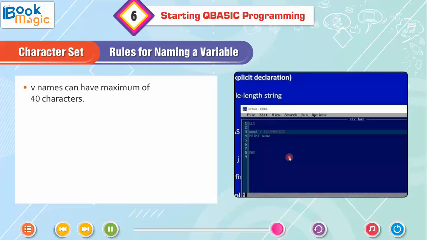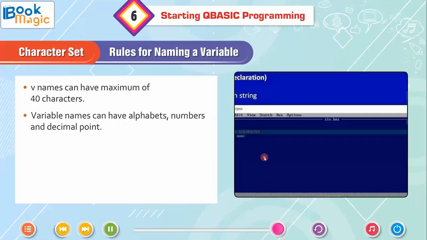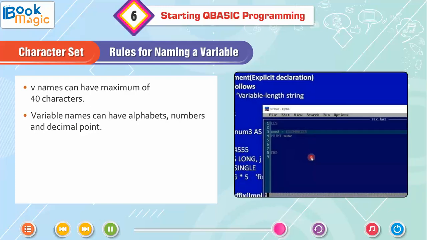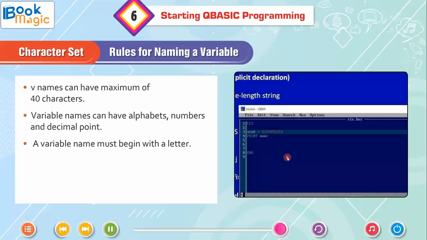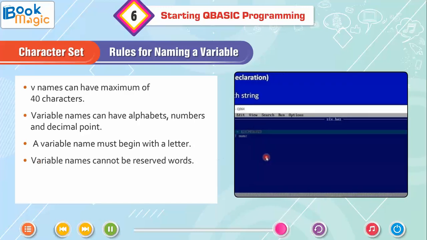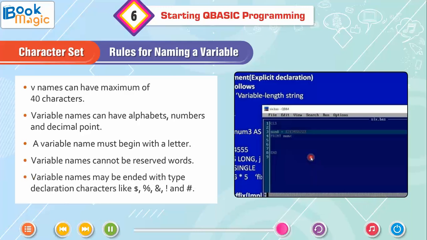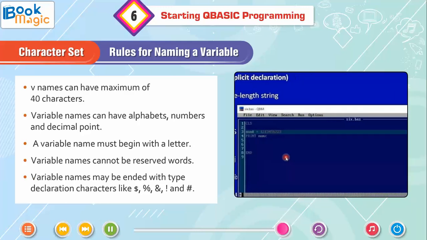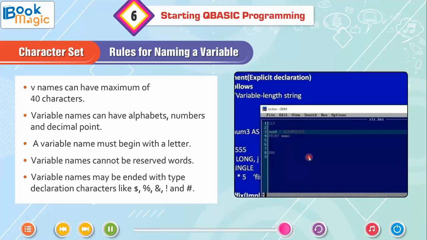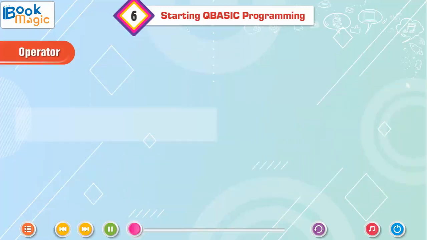Variable names can have a maximum of 40 characters. Variable names can have alphabets, numbers, and a decimal point. A variable name must begin with a letter. Variable names cannot be reserved words. Variable names may end with type declaration characters like $, %, &, !, and #.